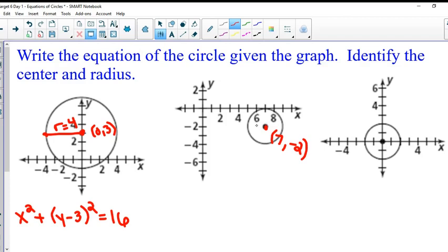Here's the 7, and then here's the -2. Next is our radius. Remember, radius goes from the center to the circle. This is a radius of -2. To write our equation, we're going to have parentheses, x minus 7 quantity squared plus parentheses, y minus -2 quantity squared equals, so our radius is -2.